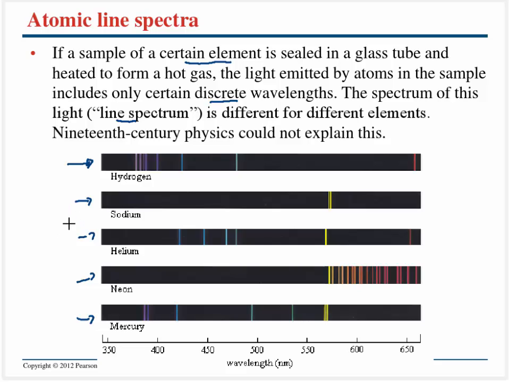The reason for that is because hydrogen is going to have certain energy levels that are different from the energy levels of sodium, and hence different wavelengths, different than the energy levels of helium, and so on and so forth. So no two elements will have the same exact line spectrum.